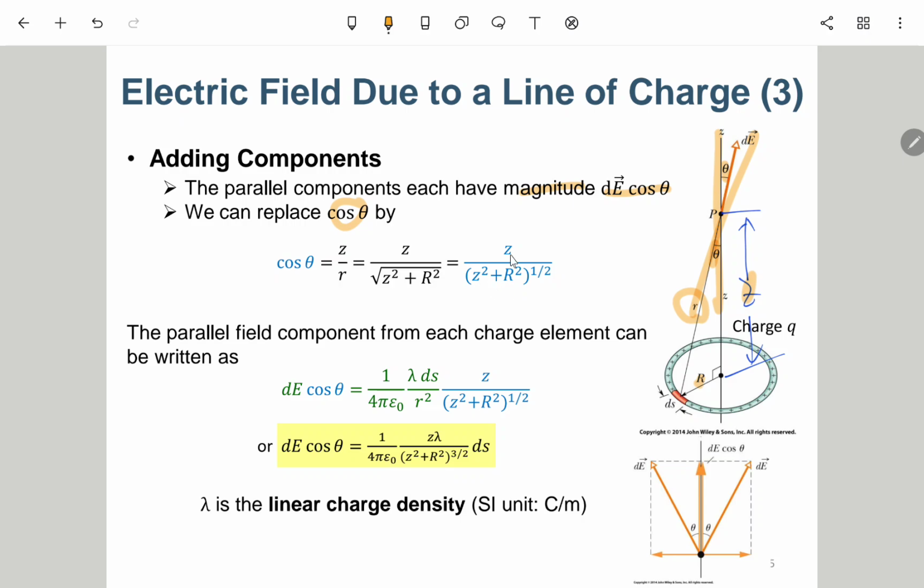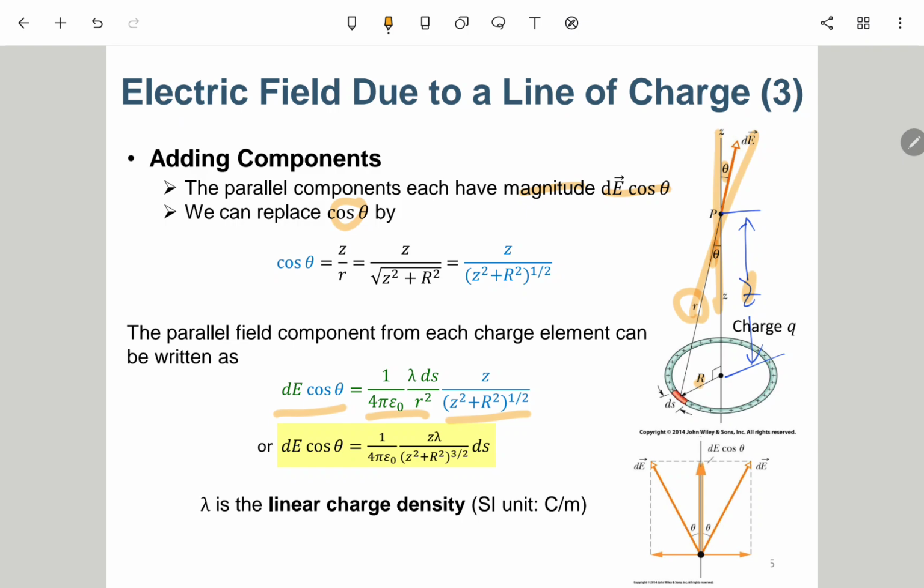Or we can actually write it as z over z squared plus capital R squared, and then the whole 1/2 power. Okay, so this is the expression of cosine of theta. So dE cosine of theta will be something like this. Cosine of theta is this one. So we put it here, and here we have dE.